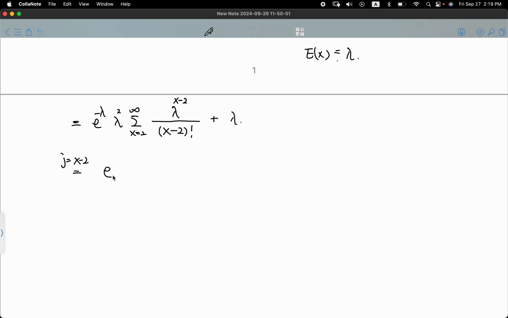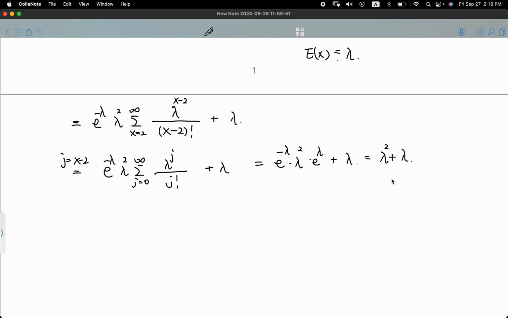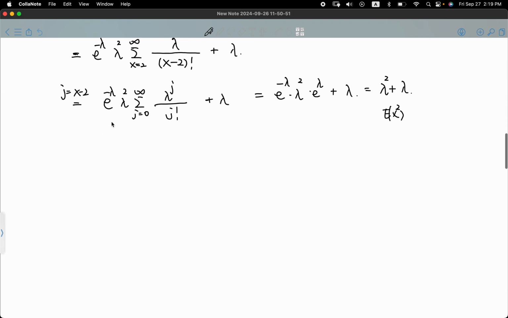So we have e negative lambda squared, summation from j equal to 0 again to infinity, and then you have lambda raised to the power of j over j factorial, plus 1 copy of that. You will have e negative lambda times e positive lambda, so you have lambda squared plus lambda. Okay, so this is only the second moment. What we really want is the variance.